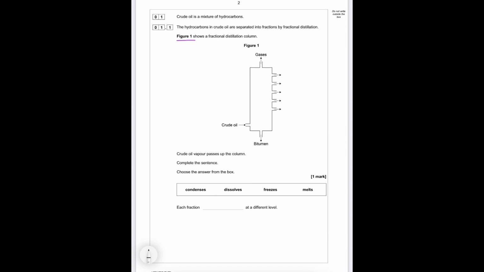So in terms of the fractional distillation column, we know that crude oil is first heated, then the hydrocarbon vapours pass into the fractional distillation column. The vapours with the lowest boiling points rise to the top, condense, are cooled and collected. So each fraction condenses at a different level.